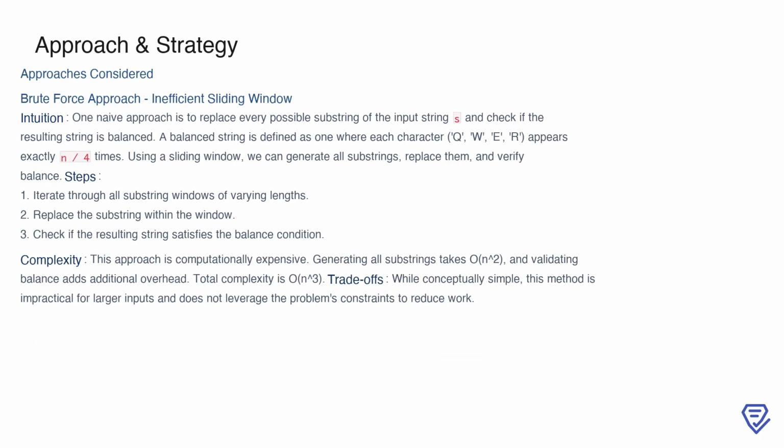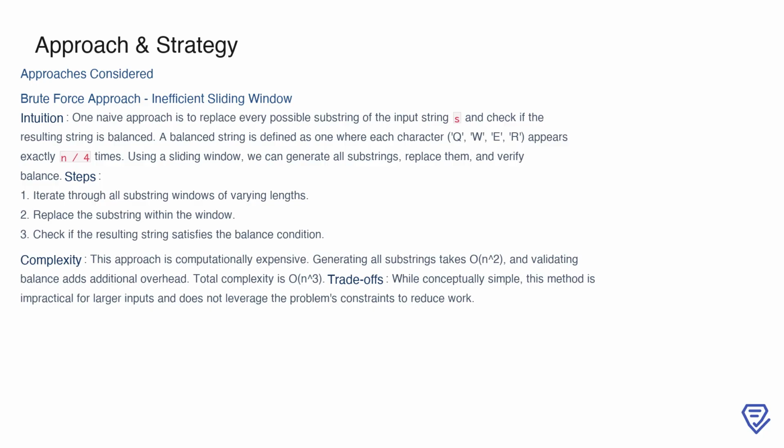To start, let's consider a brute force approach to the problem. The idea here is straightforward. We replace every possible substring of the input string and check if the resulting string becomes balanced. A balanced string is one where each of the characters Q, W, E, and R appears exactly n/4 times, where n is the length of the string. Using a sliding window technique, we can generate all possible substrings, replace the characters within that substring, and then verify if the modified string satisfies the balance condition.